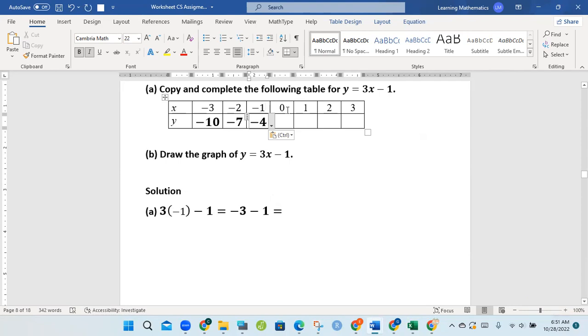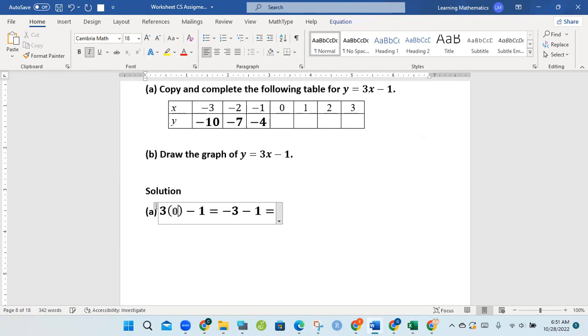Again, -1 to 0 is an increase of 1 in x. So y is supposed to increase by 3 also. -4 plus 3, that will give us -1. So I'm certain if we substitute 0 and we solve for y, we're supposed to get -1. 3 times 0 is 0. 0 minus 1 is -1.